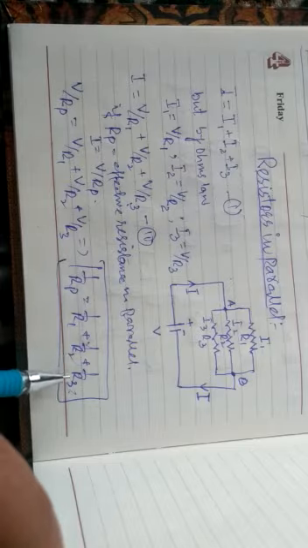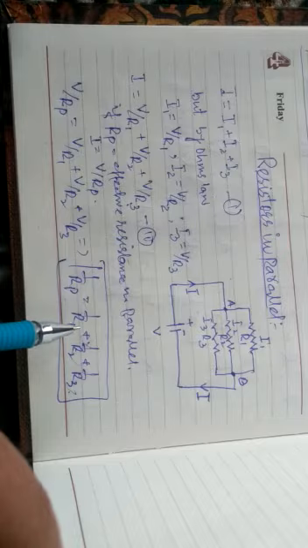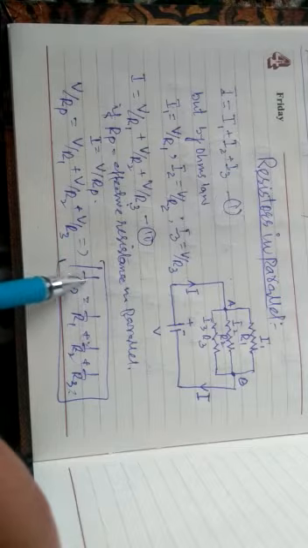Thus, the sum of the reciprocals of separate resistances is equal to the reciprocal of the equivalent resistance. This is the net equation.